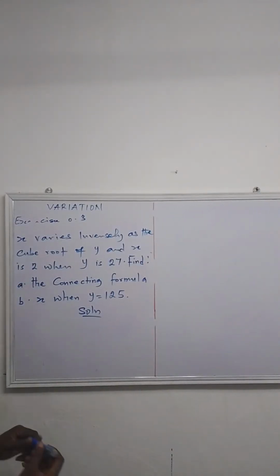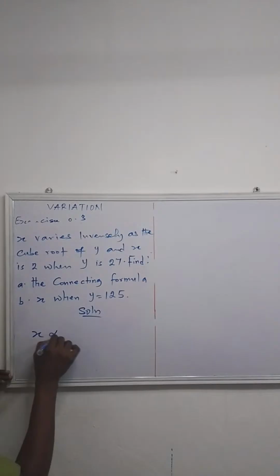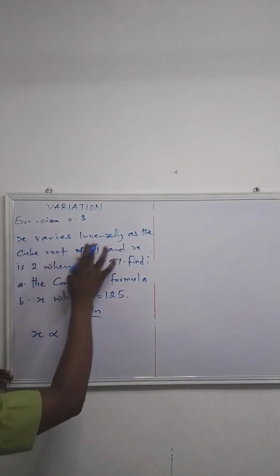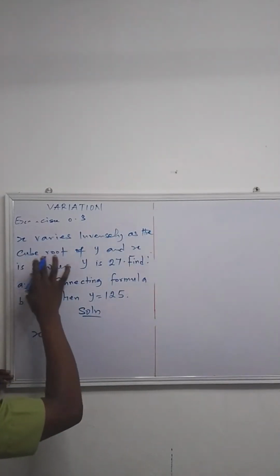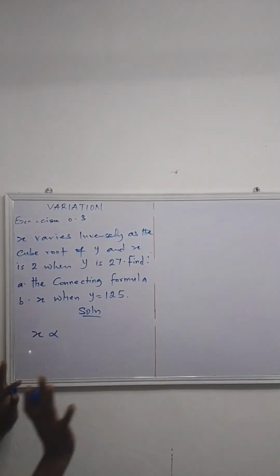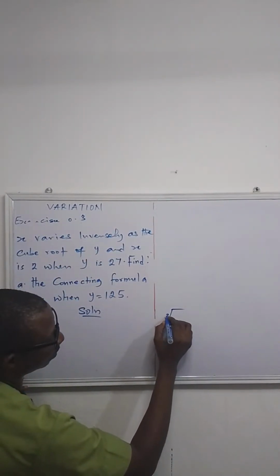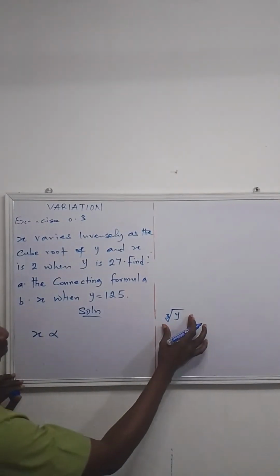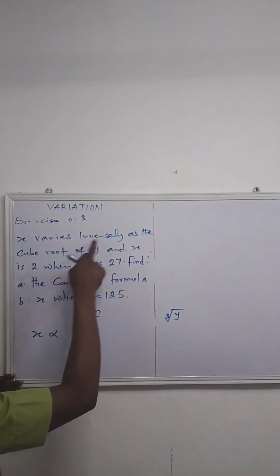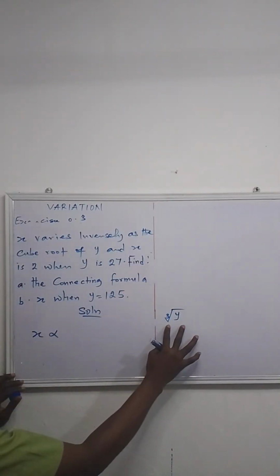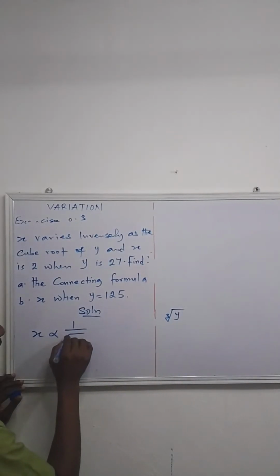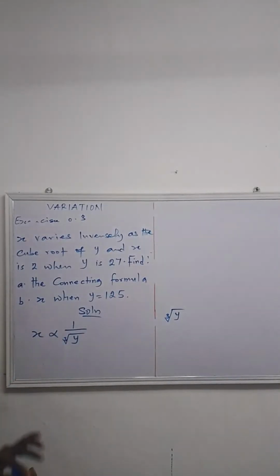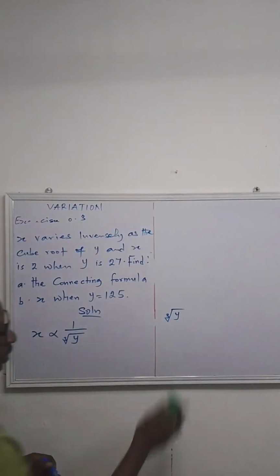Now let's read the question. X varies. This is the symbol for variation. X varies inversely as the cube root of y. Now I must know what the cube root of y is. The cube root of y is like this. The question says x varies inversely, that is the reciprocal of this. What's going to be the reciprocal of this? That is 1 over the cube root of y. So that's what we have there. I want to believe every one of you understands that.